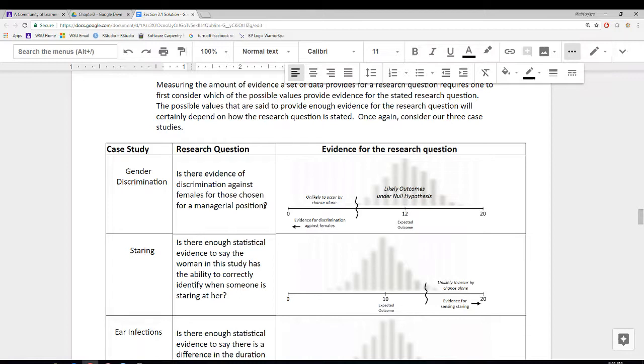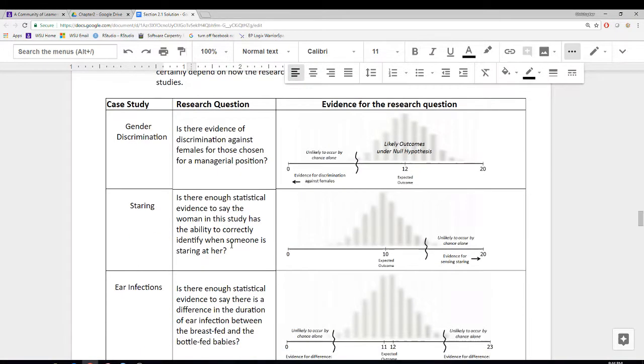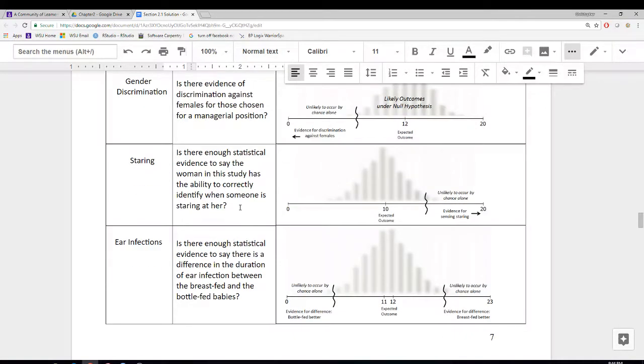A little bit about the tail of the distributions. In the gender discrimination example, we wanted to know if there was gender discrimination against women. That meant that we needed to be on the left-hand side of the distribution. If we were too low in this distribution, then that indicated evidence of discrimination against females. In the staring example, we were interested in whether or not this woman was too high on her number line. If she was too high on the number line, then that would provide evidence that she did have the ability to identify when somebody was staring at her.